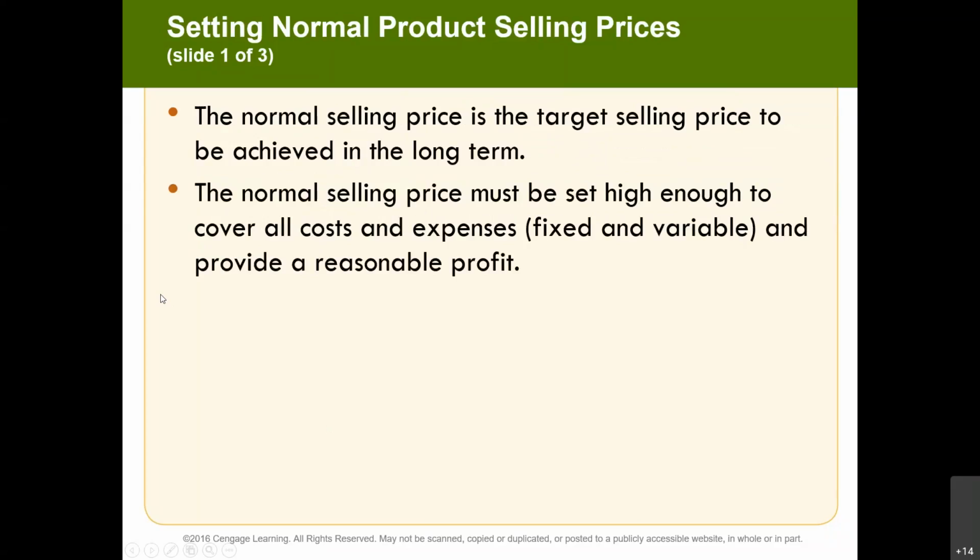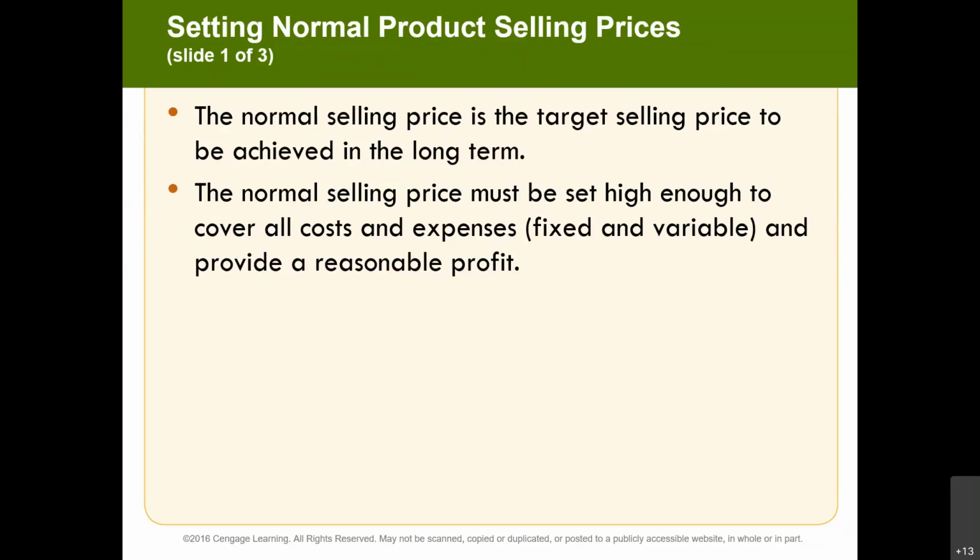So what should we do about selling price? We need to set normal selling product pricing. Normal selling product pricing is the target sales price that we want to achieve in the long term. The normal selling price must be set high enough to cover all of its costs and expenses. That's both fixed and variable. That makes sense to me.